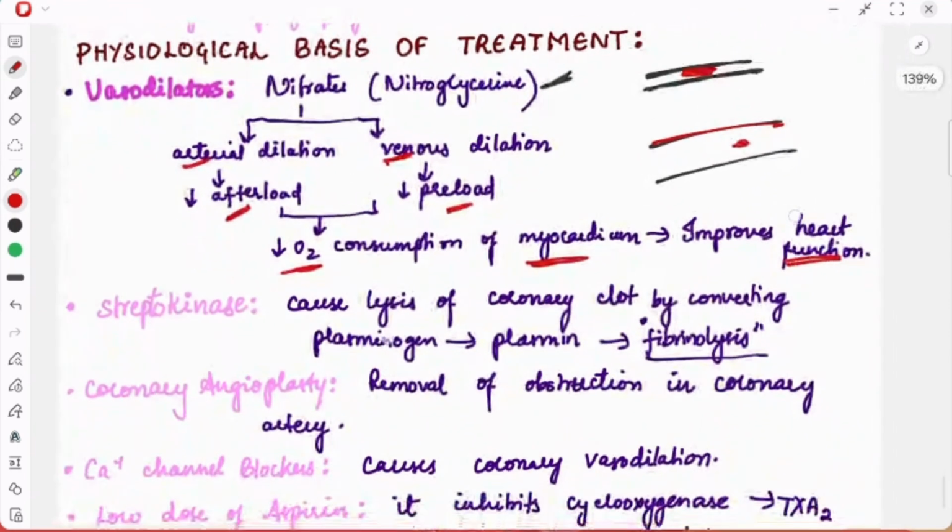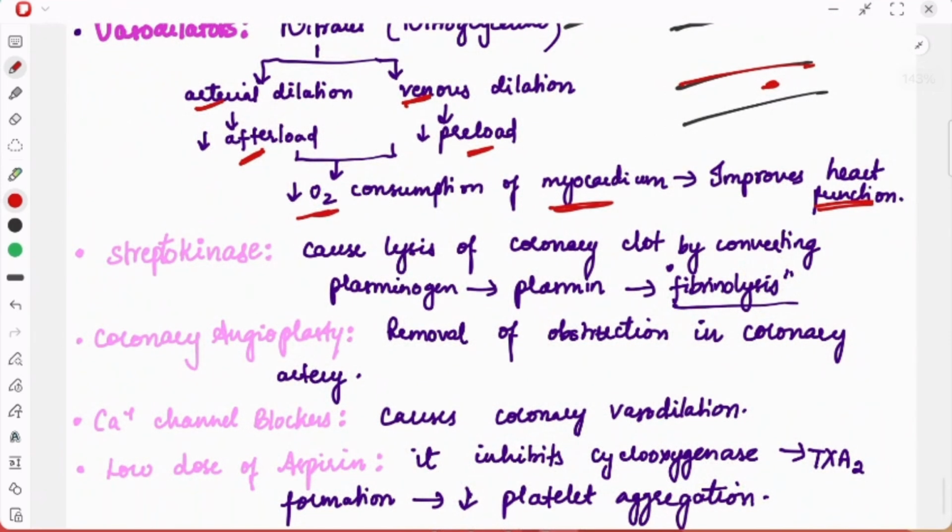The second treatment that we give is streptokinase. This streptokinase is given if the obstruction is caused due to any clot or the platelet, then at that time the streptokinase has to be given. Okay, the streptokinase is also called the clot buster. Why is it called clot buster? Because it causes the lysis of clot that is present in the coronary arteries. How does it cause the lysis? It converts the plasminogen into plasmin, and it causes the fibrinolysis of the clot. Okay, this you have to relate with the hematology. So this is about the action of streptokinase.